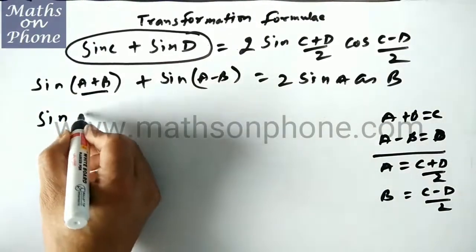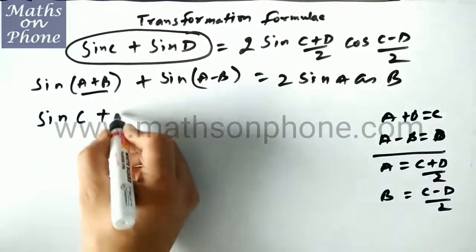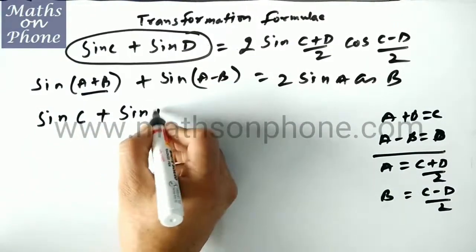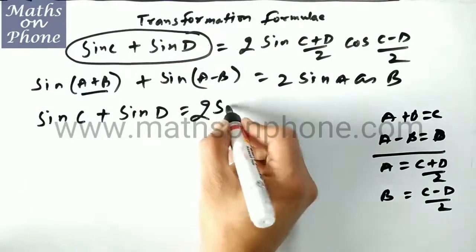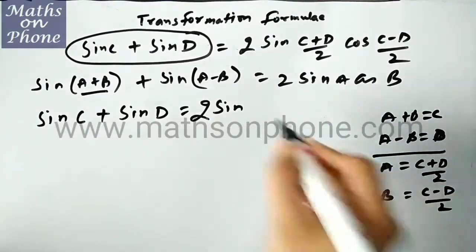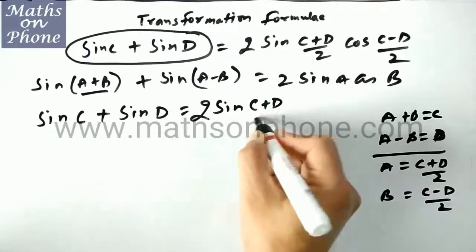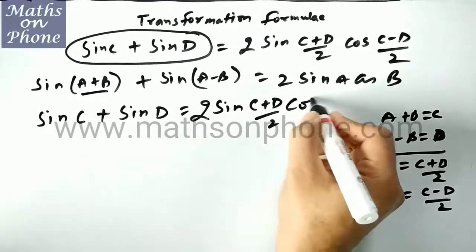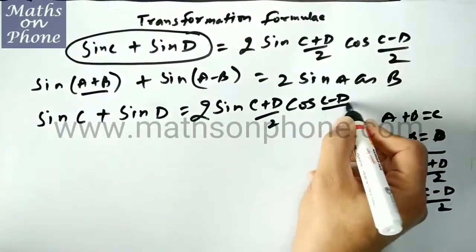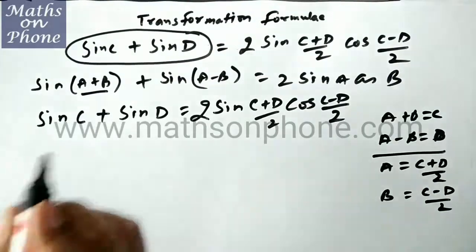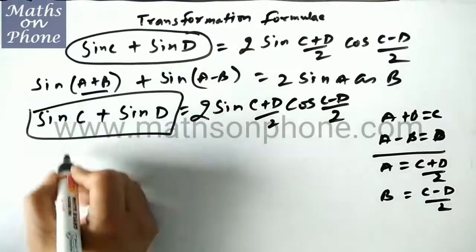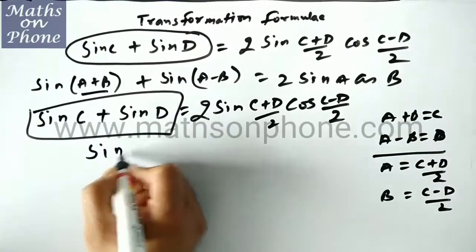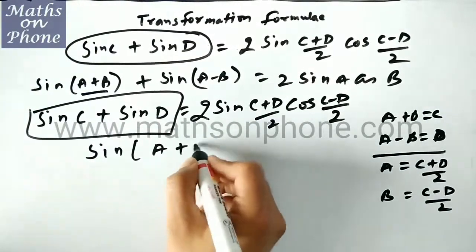Now substituting this value: for A plus B I am writing C, and for A minus B I am writing D, and this is coming out to be 2 into sin A cos B. What we got for the value of A? (C plus D)/2, and B is (C minus D)/2. So be very careful that this formula for sin C plus sin D is very much different from the one for A plus B.